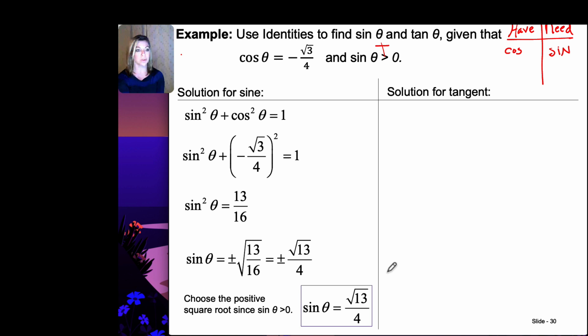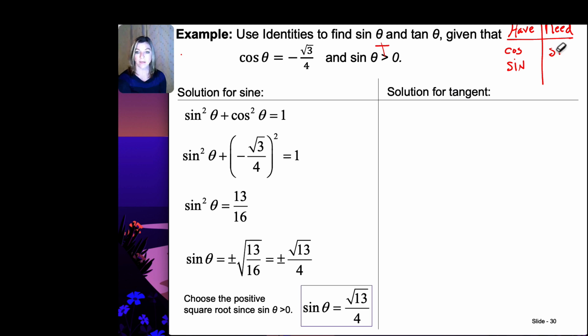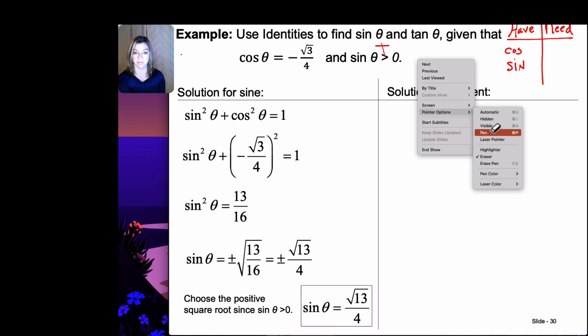Now we're going to do the second part of the question, which is to find tangent of theta. So we're going to put ourselves through that thought process again, where we list what we have and what we need. Okay, so over here we have cosine, and now we have sine. We found it. So sine moves to this side. And what we need is requested of us in the problem, tangent of theta.